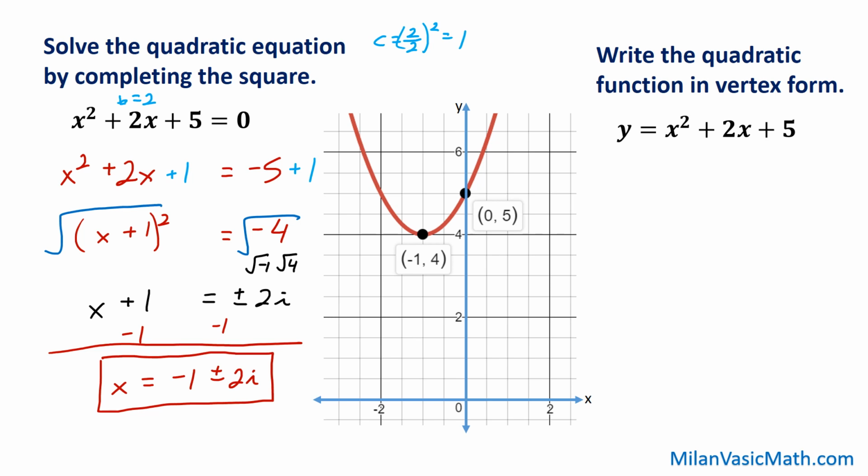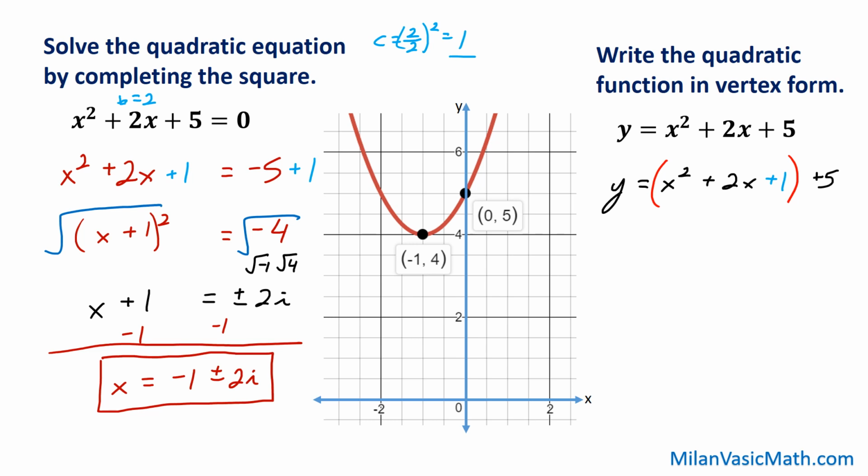Since we know, based on that graph, what the vertex is, I want to show you another way that you can complete the square to write something in vertex form. So I have y equals x squared plus 2x plus 5. And first I'll rewrite it like so. And I know from before already that the c value is 1. So I'm going to add 1 over here, and I will put it in parentheses, because this is the perfect square trinomial. Okay, now to keep everything balanced, I added 1 to the right side.